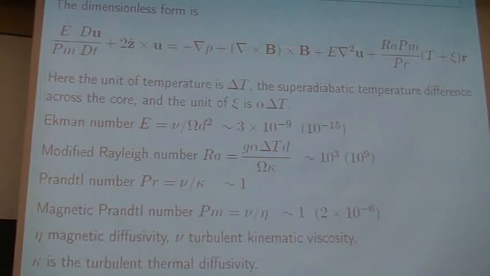So that's the dimensionless form, and remember we had the Ekman number and the magnetic Prandtl number coming in here. Remember the Ekman number is essentially the ratio of viscous forces to rotational forces, which, as I said, is extremely small in the core. The molecular value is that, and even on turbulent values, you still get an extremely low value of the Ekman number coming out.